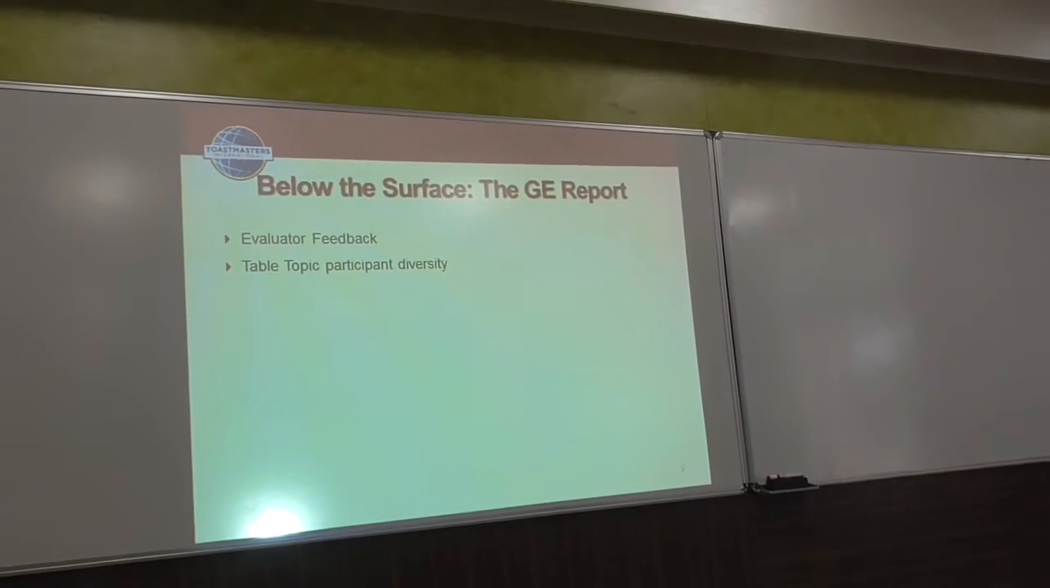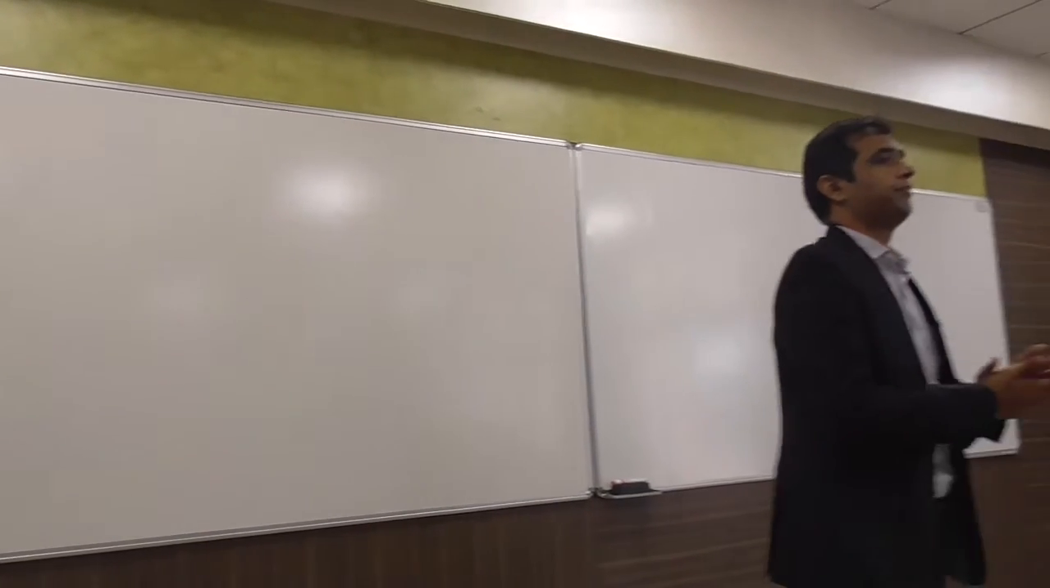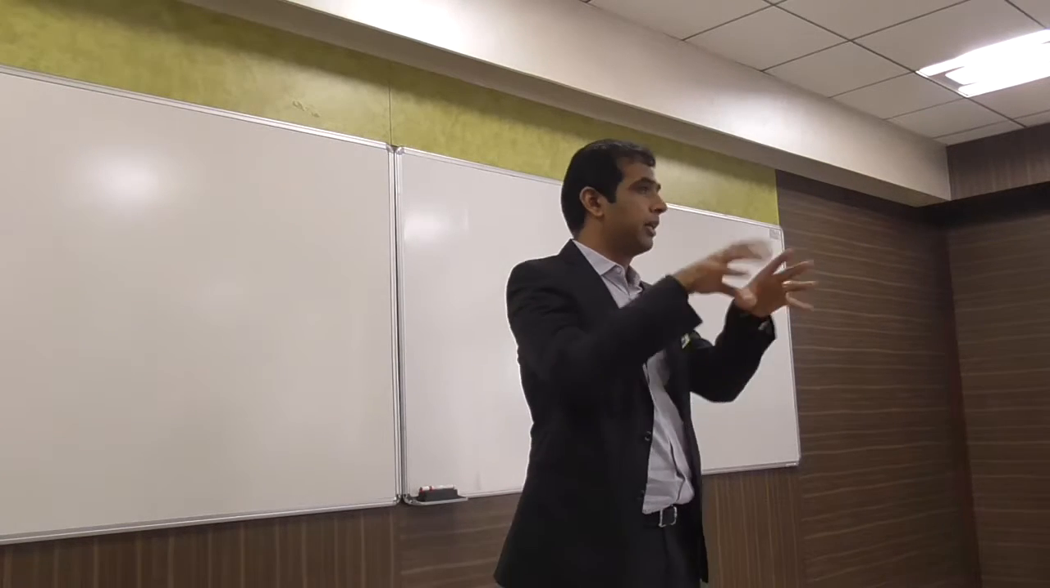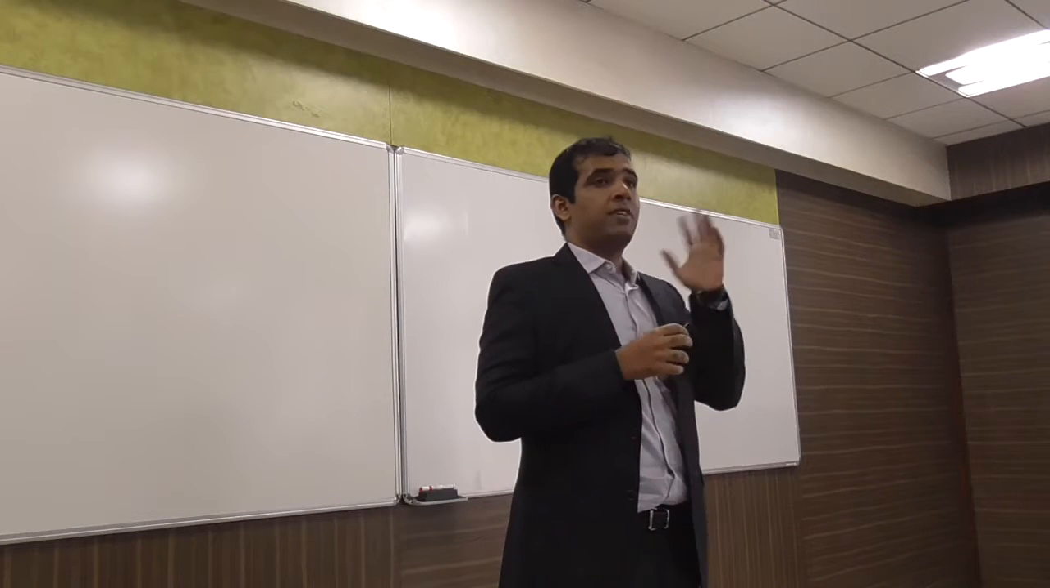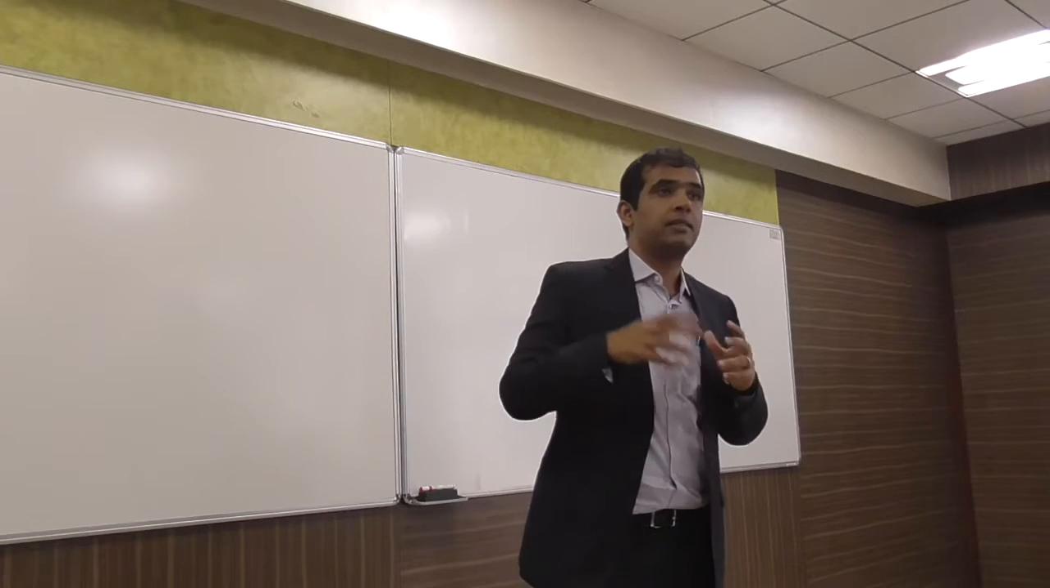Table topic, participant diversity. Okay, again, this is another thing that kind of shoots up my blood pressure. So, in a meeting there are, say, 30-40 people in the room. 25 people are from that particular club. There are 10 guests, right? There are 5 speakers, 5 evaluators, all put together. There are speaking roles for, say, 15 people.